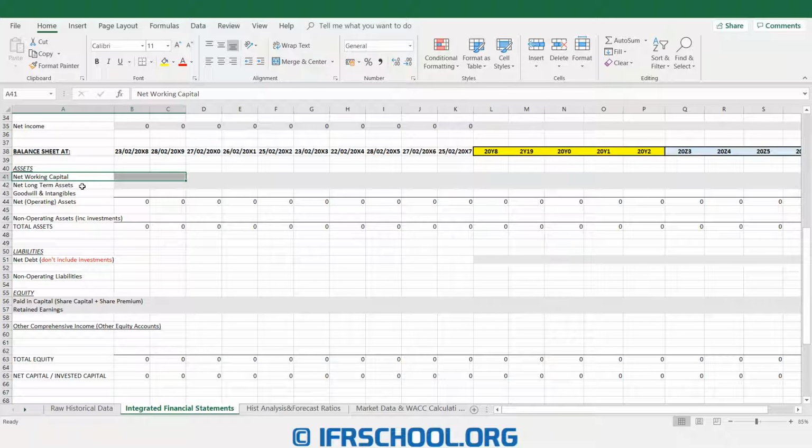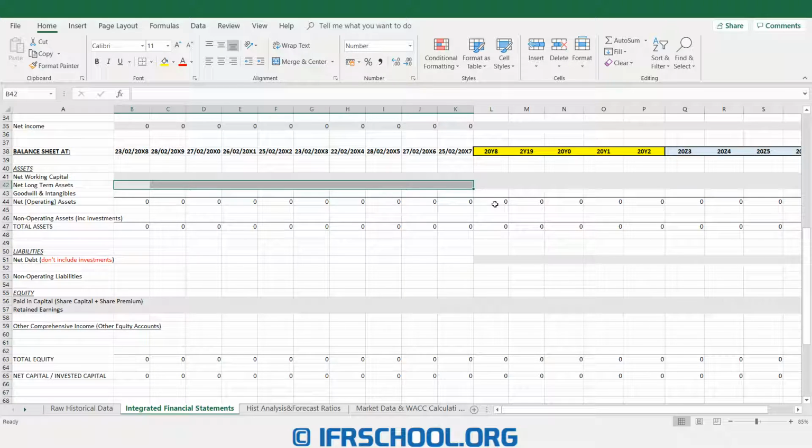The next line item is net long-term assets. This is another important component that we need to calculate free cash flow. This line item represents the assets that comprise the long-term productive capacity of the company, such as property, plant, and equipment. Once again, these cells will capture the balance sheet balances or the carrying amount or net book value of the company's long-term productive assets.